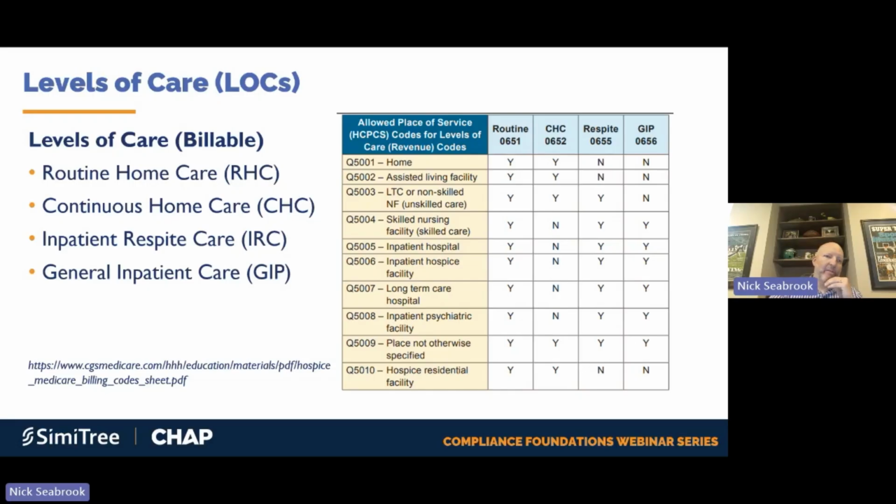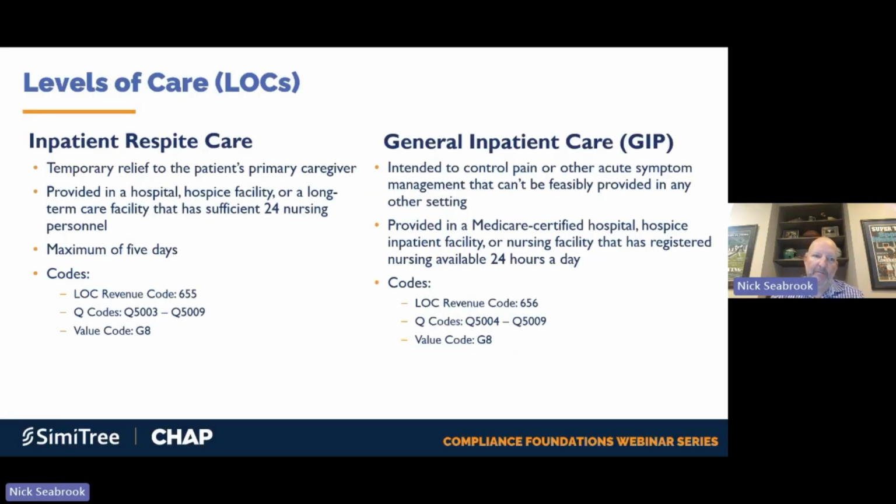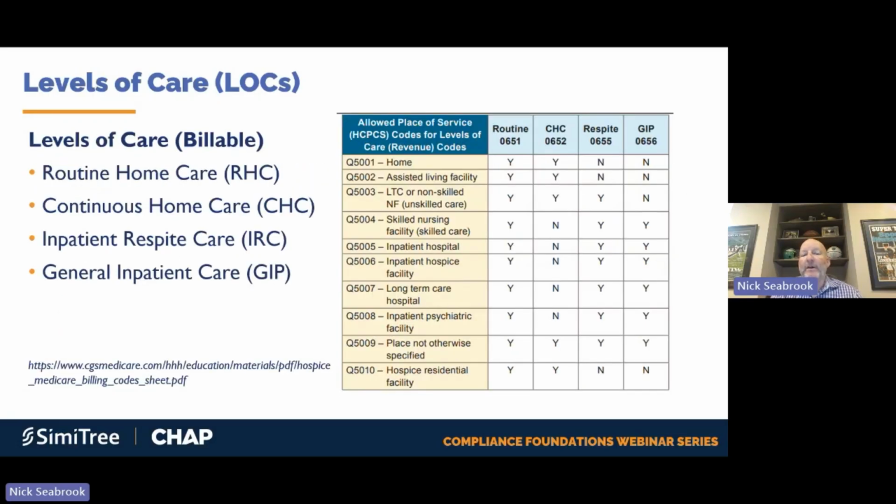So again, this kind of summarizes what those LOCs look like and how they're grouped. We have the RHC, the CHC, the IRC, and the GIP. Again, I told you a lot of acronyms we're going to be throwing at you. The other piece that you'll see here is those Q codes. It's important to notice, and we listed those Q codes out there on those previous slides underneath those specific levels of care. But this is telling Medicare where those services are being provided. So you can see the Q codes and the associated facilities or home that correlate to those Q codes, and when it's appropriate to use versus not.